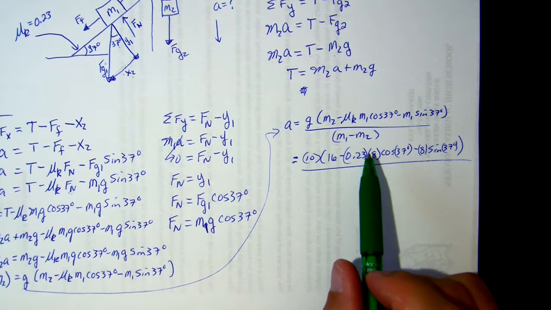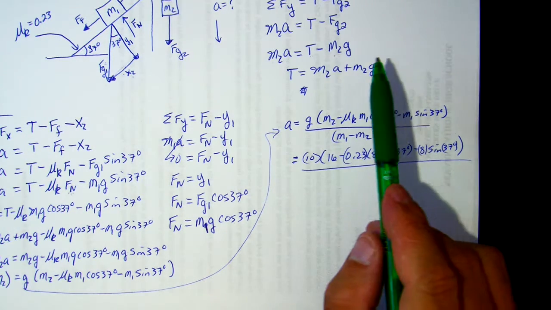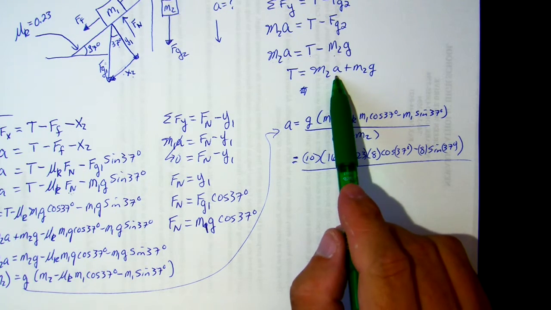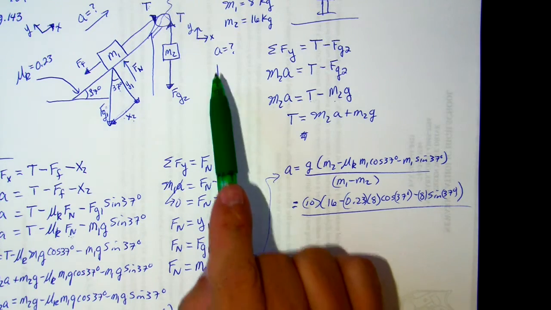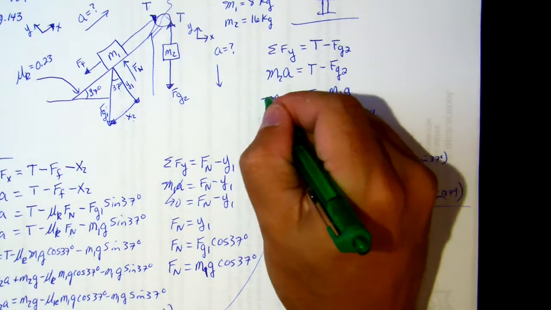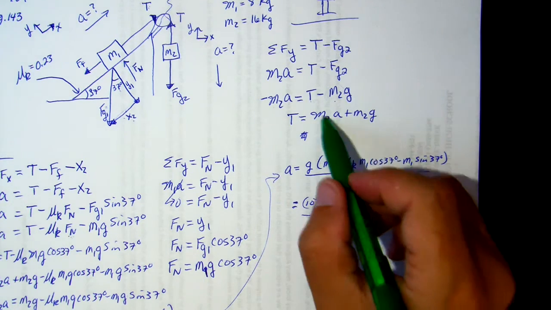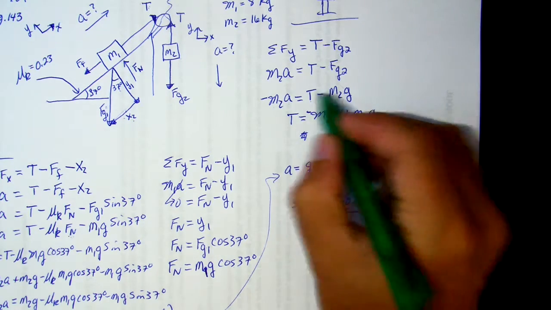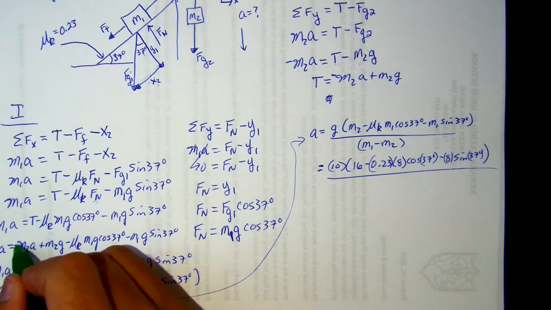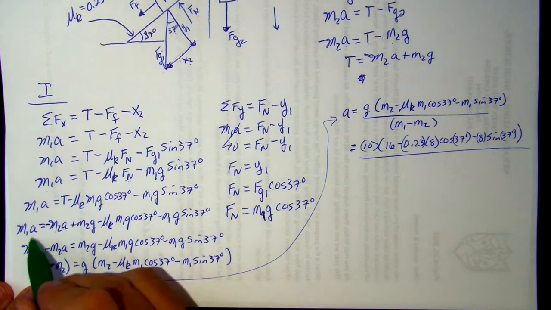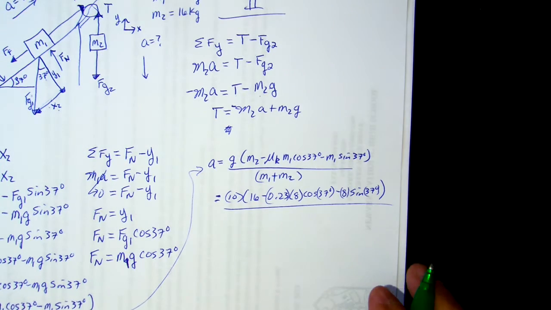So we made a mistake. Yeah, it should be plus. And the reason for that is if we look over here, m2a, which way is a going? Down, which is in the negative y direction. So this should be a minus here, right? And so then when we add this over, it would be negative m2a plus m2g equals T. So that makes a negative right here, which when we move it over, we'll make this a plus, make this a plus, and make that a plus. Okay?